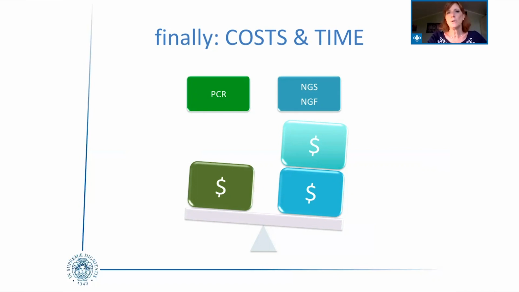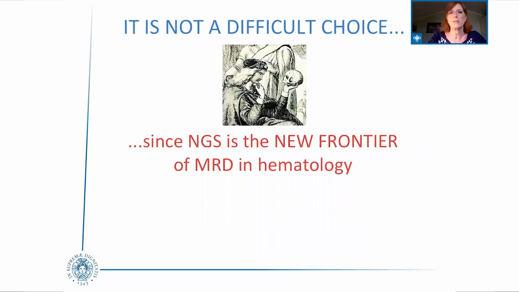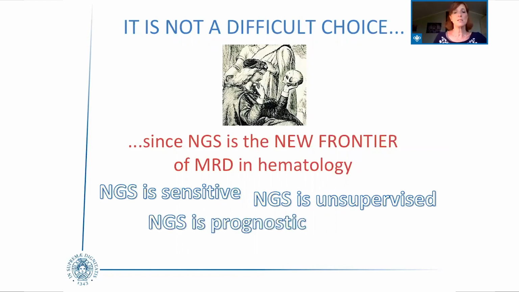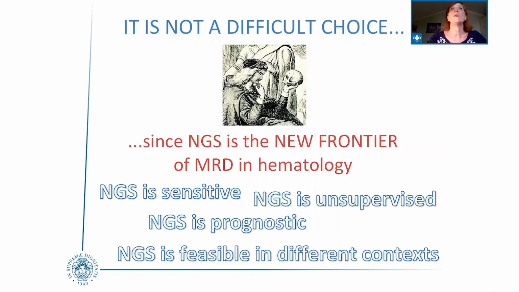And I suppose that the costs are also the same for NGS with respect to NGF, because in NGF you have to combine many different monoclonal antibodies. So NGS is good, NGS probably is better than flow cytometry, NGS is better than ASO-PCR. So I think that NGS is really the new frontier of MRD detection in hematology, because NGS is sensitive, unsupervised, prognostic, and feasible in different contexts, including the plasma.